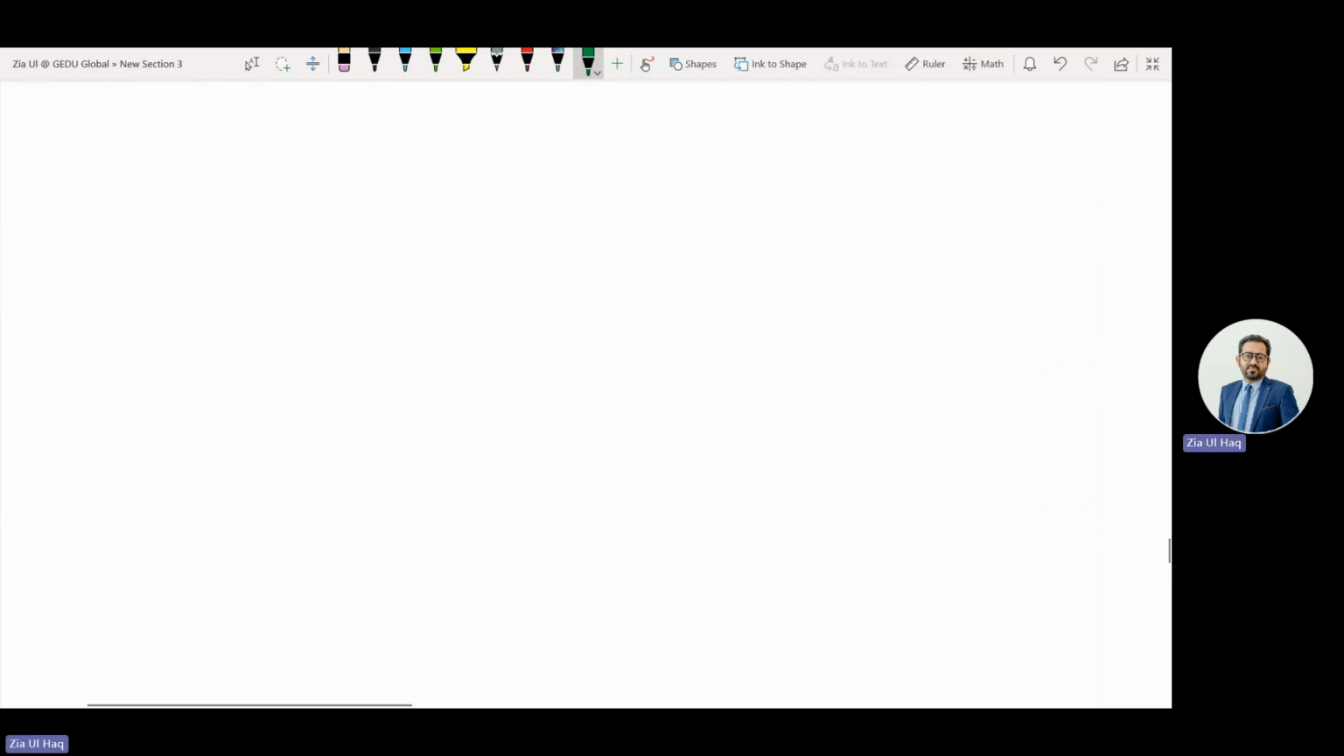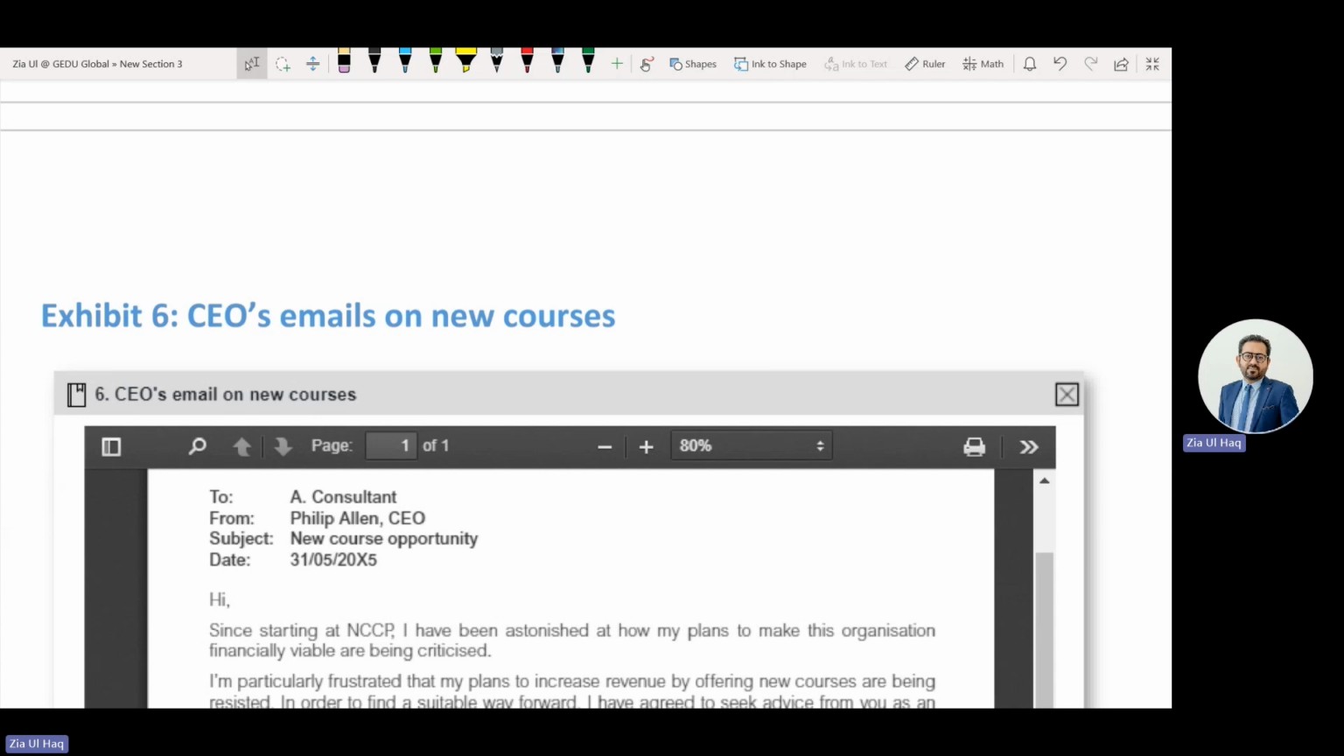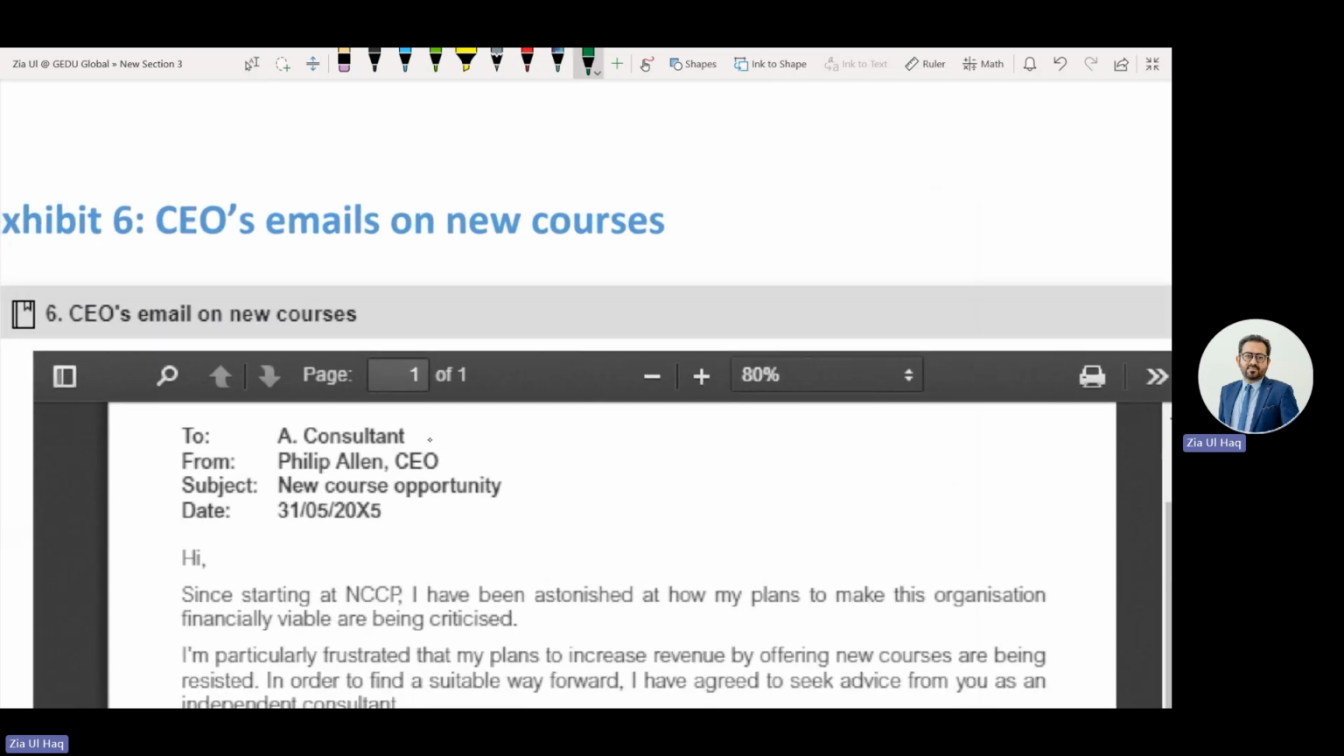Exhibit 6. CEO's email on new courses. The company wants to launch a new course, and the CEO's email is about the course, sent to a consultant.